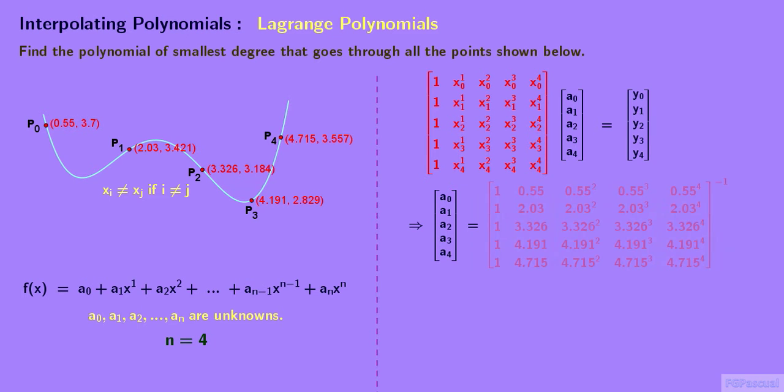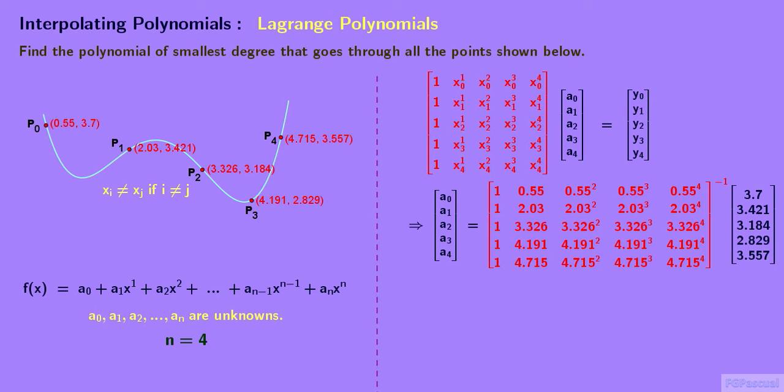And this is equal to the inverse of the Vandermonde matrix, where we've already plugged in the different x-coordinates, and then multiplied by the vector of y-coordinates. And the result is this vector of constants.